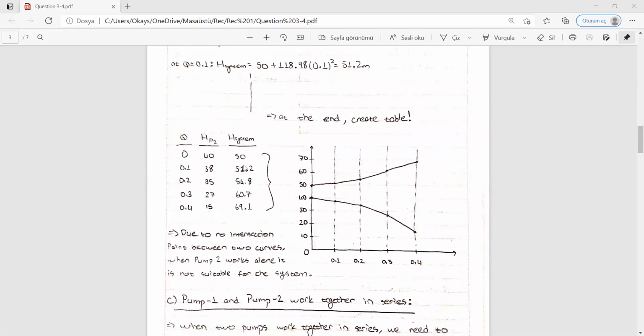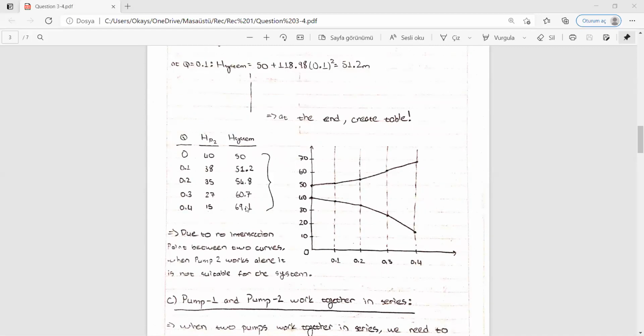So what is the next step? You will form our graph, discharge versus pump head. By the way, write the names of these axes because it's important. I made a mistake here. Don't be like me, write their names. So put discharge here and its unit, put pump head here and its unit.